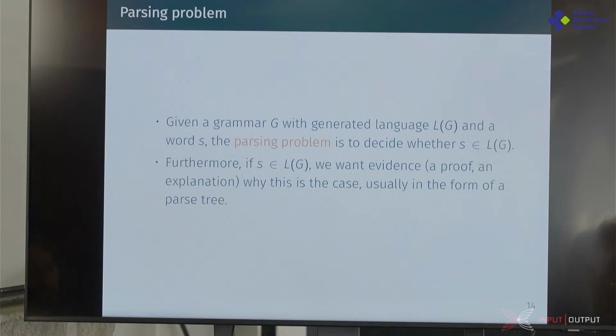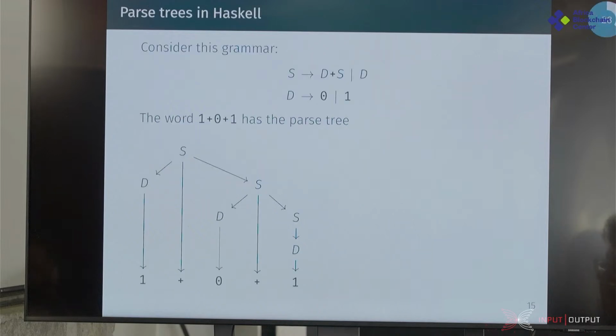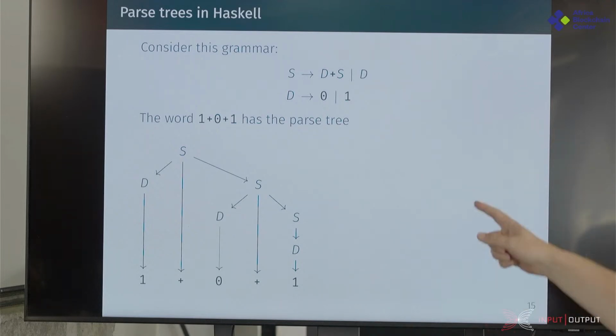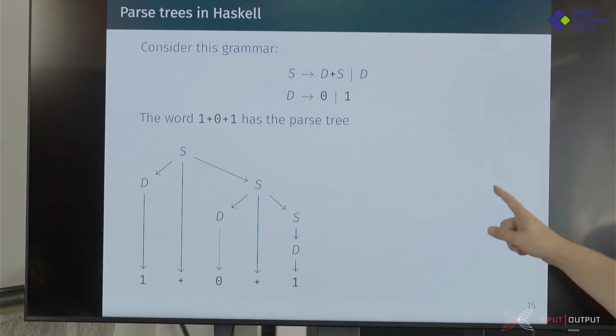And now let's look at this example. So another language with two non-terminals, S and D. D can either be 0 or 1, and S can be D plus S or D. And as an example word, we have 1 plus 0 plus 1, and we can have a parse tree like this.